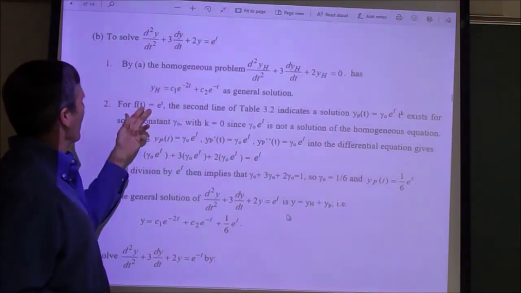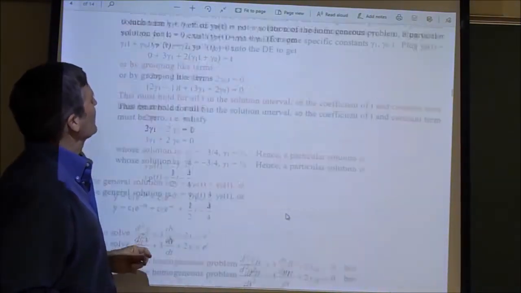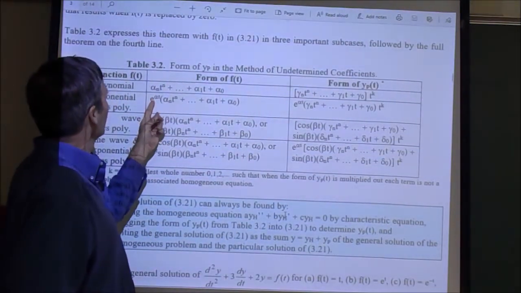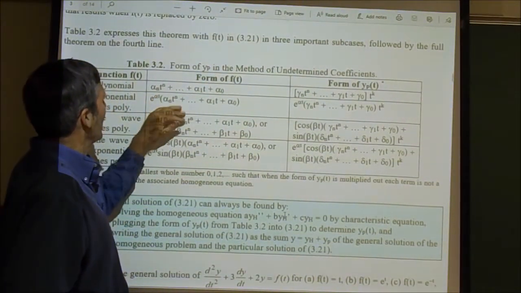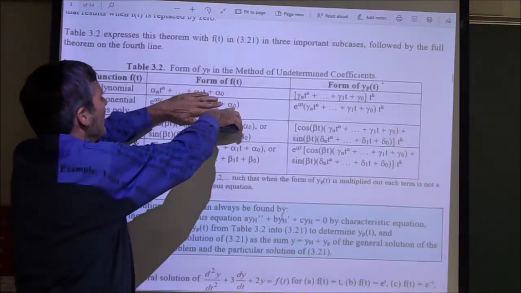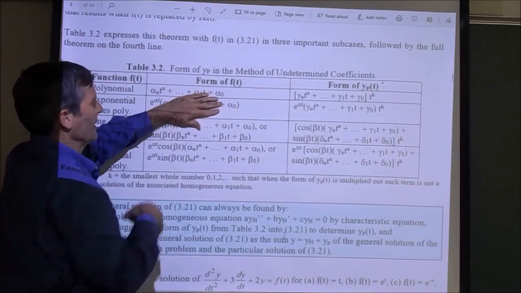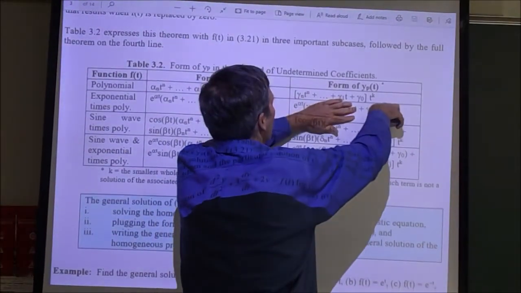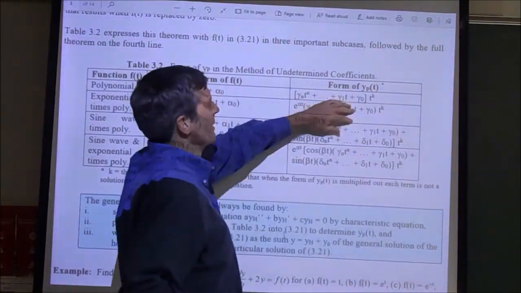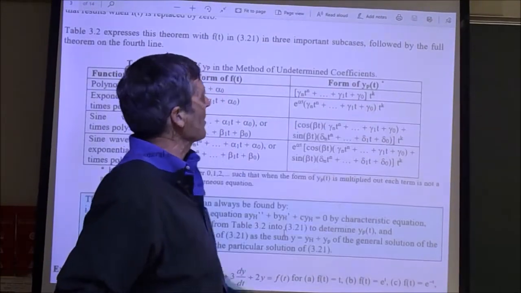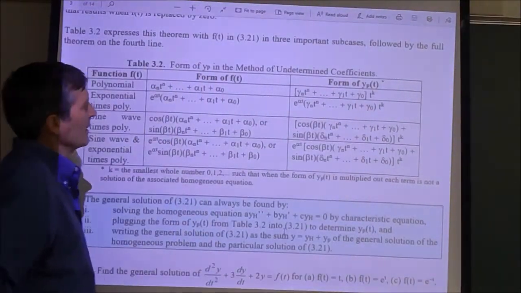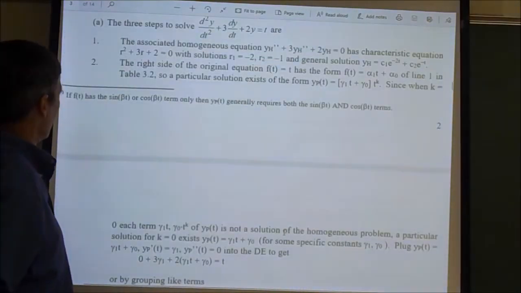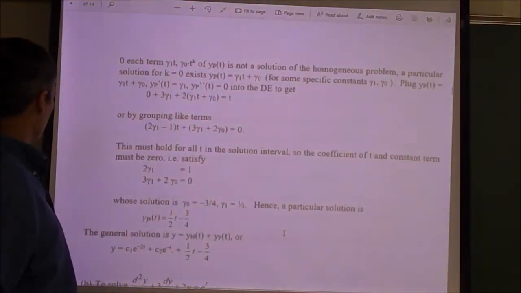Call it y_H, and now f of t equals e to the t, so I go up to the second line of the table, and I say for e to the 1t, alpha equals 1, times a constant 1, that's what I have, 1 e to the 1t. I look for e to the 1t times a constant, possibly times a power of t. And I take the lowest whole power I can to make the terms, there's only one term actually, not solutions of the homogeneous problem.